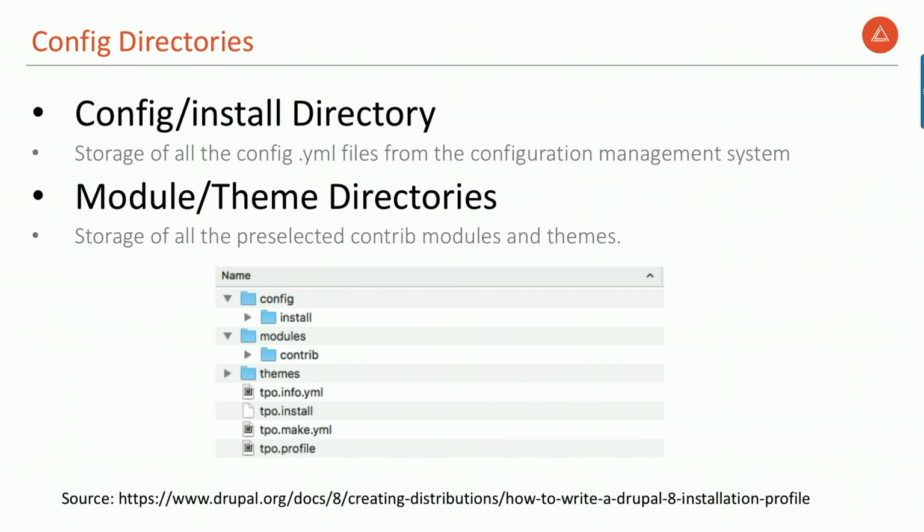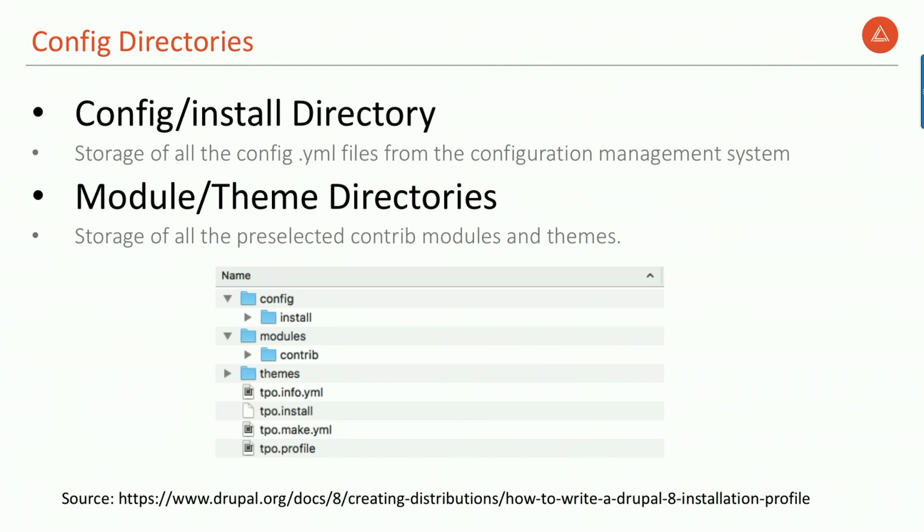So the config directories, so you'll see here, this is an example of our distribution. It's called TPO, which stands for Trusted Partner Open, which is our distribution. So you'll see here I have my profile, my install, and my info. I actually have another make file here that we were playing around with, using Drush to pull some stuff, but we're actually going to move probably away from that and use Composer moving forward.